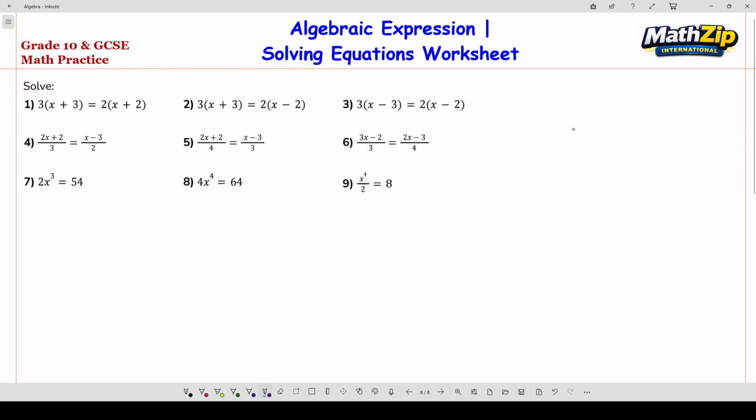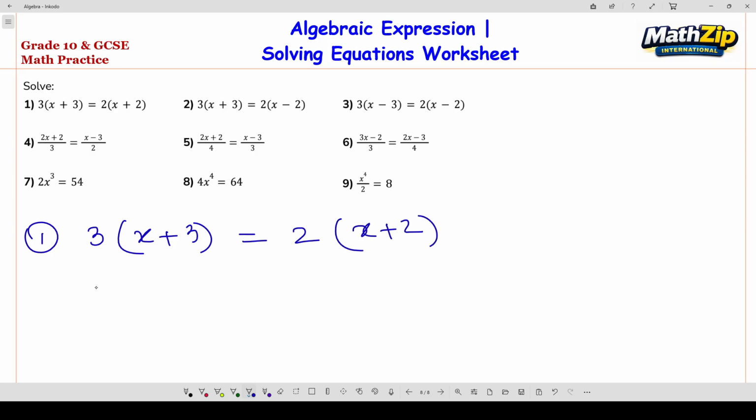Solving equation question 1. 3 times (x plus 3) equals 2x plus 2. So first we have to expand this one. 3x plus 9 equals 2x plus 4.